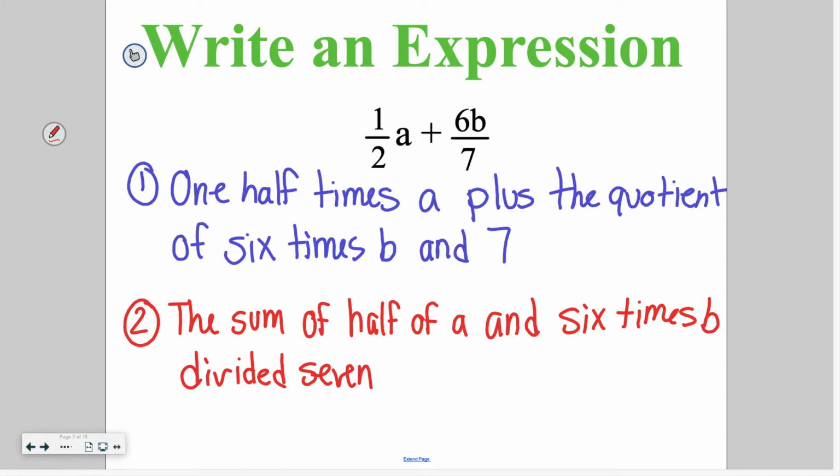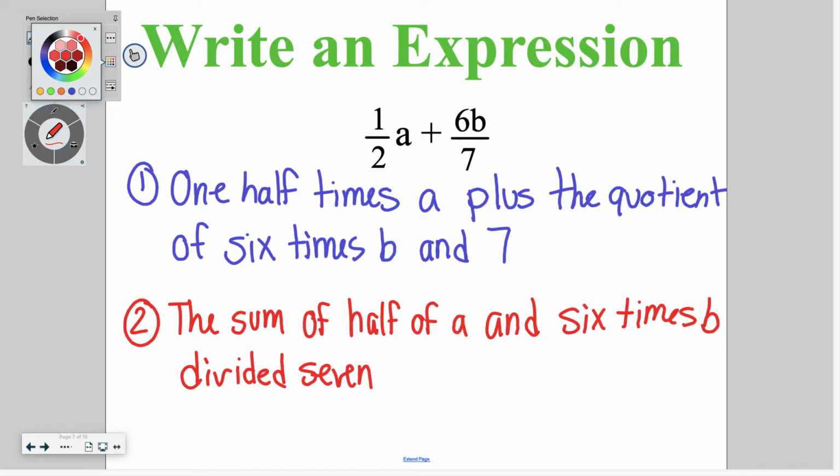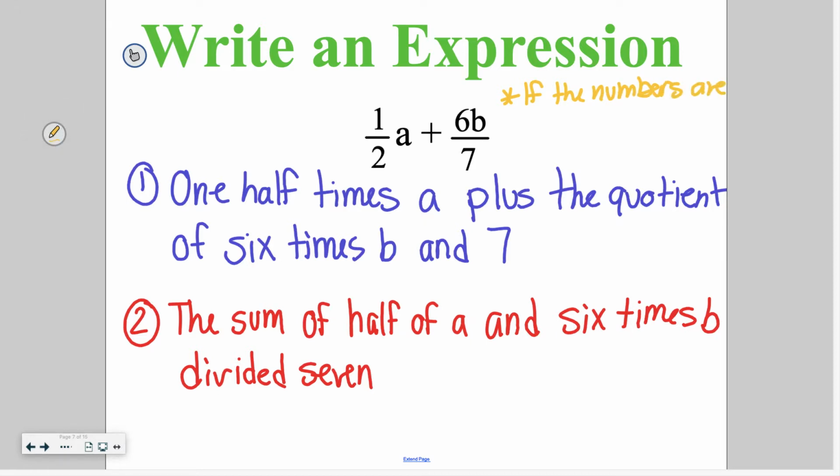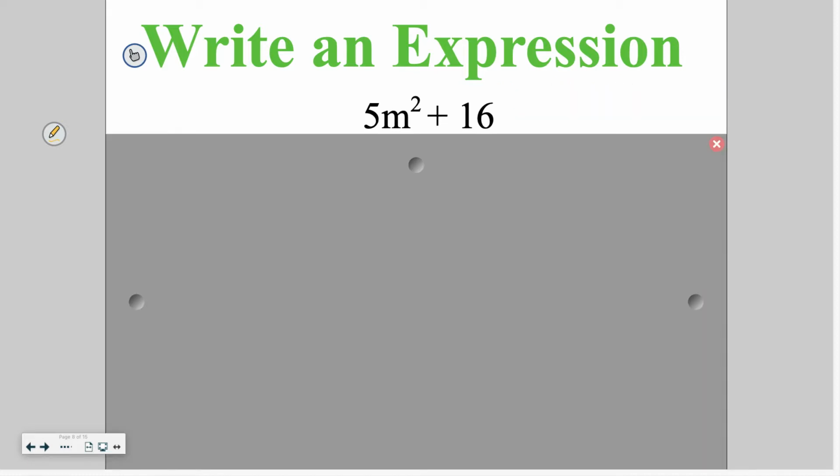One caveat that I want to mention is if the numbers are less than 10, you need to spell out the word. So notice how in both of my sentences, I spelled out 6 and I spelled out 7. If the number was 32, you could write 32. If it is 10 or less, you need to actually write it out as a word and not as a number. Go ahead, try this one on your own, writing a sentence for this algebraic expression.